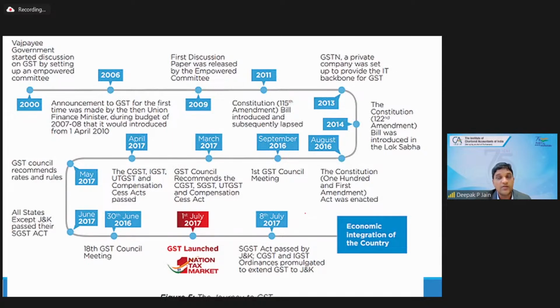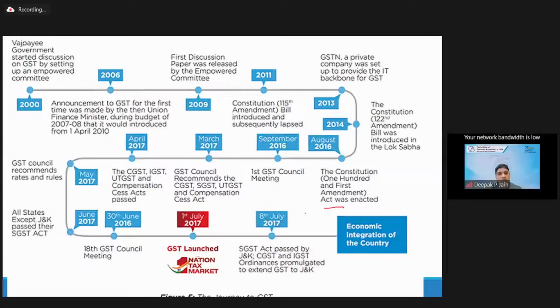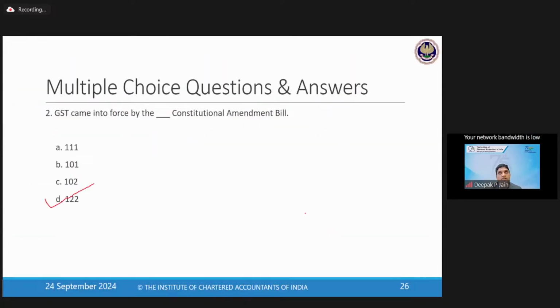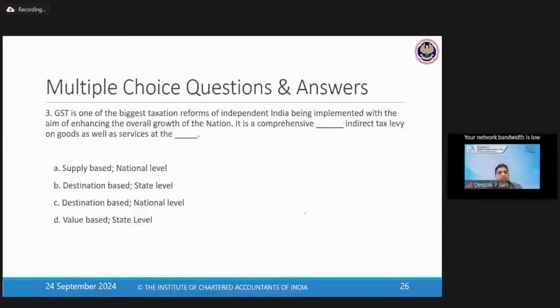So there is a difference between bill and act, right? The GST came into picture by the Constitution 101st Amendment Act. It's not correct. It is the 102nd Constitutional Amendment Bill. Okay, the bill is 122nd, the act is the 101st Act. Okay, B.